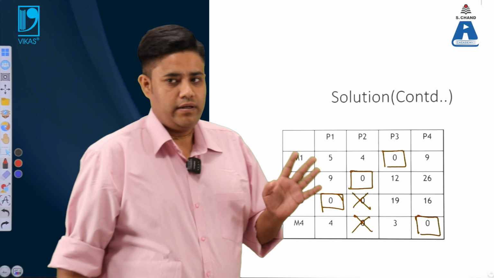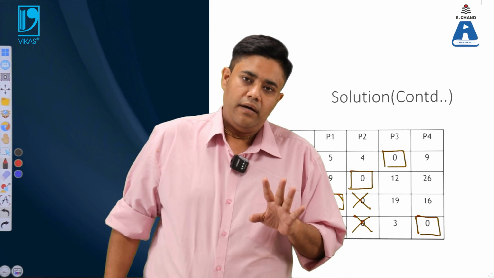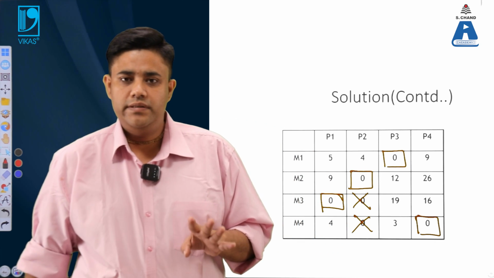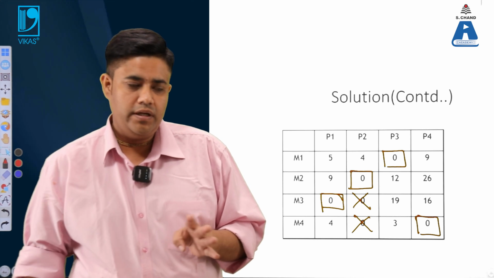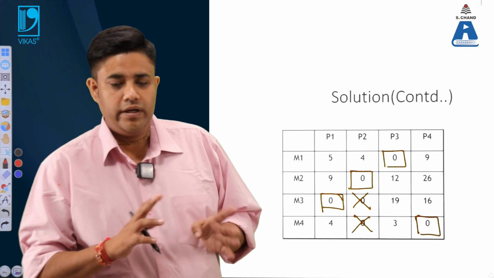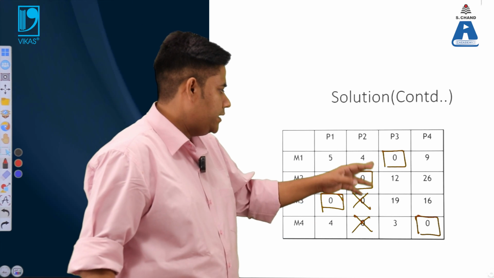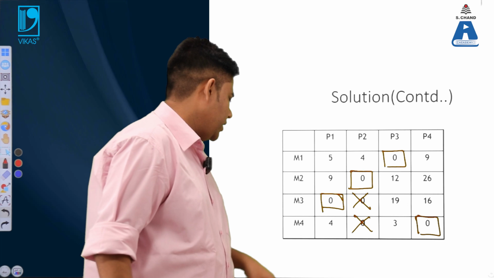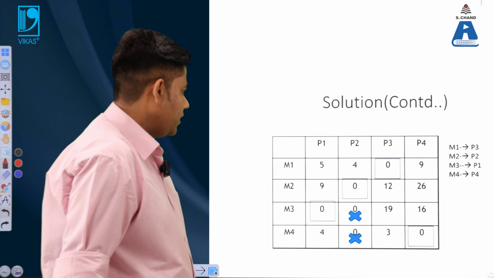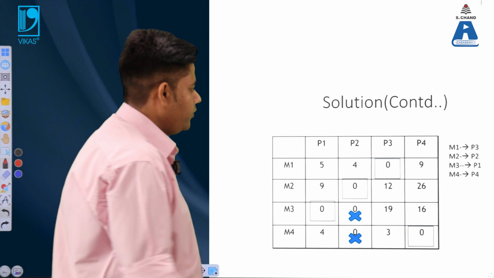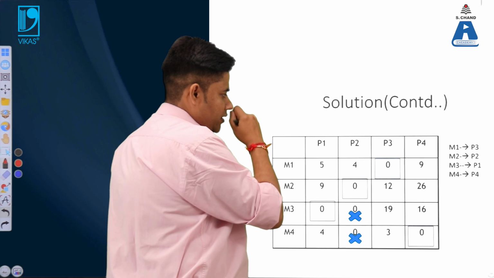You were having 4 persons and 4 different jobs. So, whenever you want to allocate that particular job to the particular person, you have to look for all these allocations, and all these allocations should be done. So, when all these allocations are done, you are done with it, and you need to just connect the persons with the jobs.